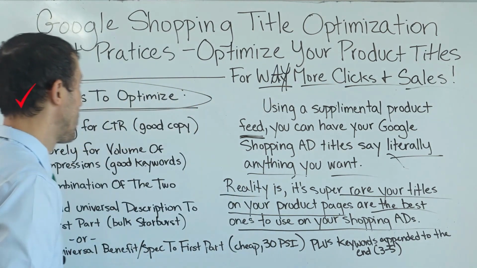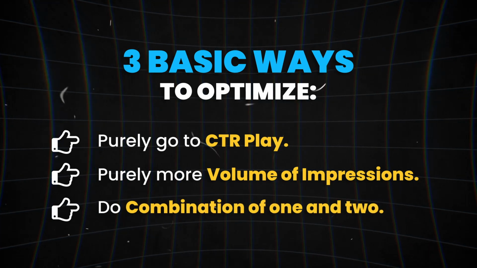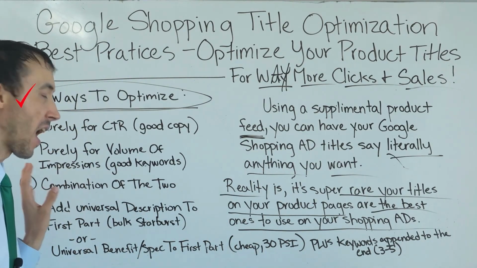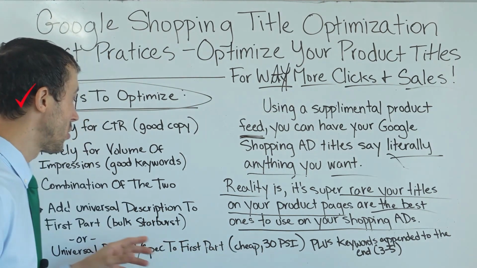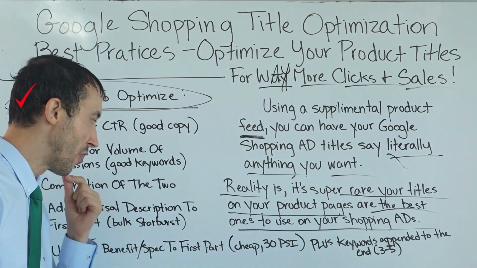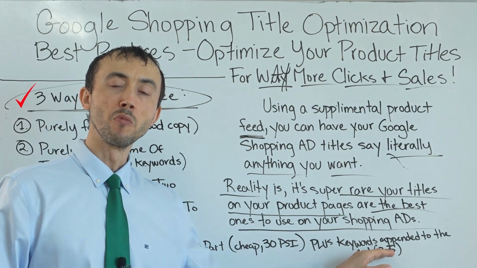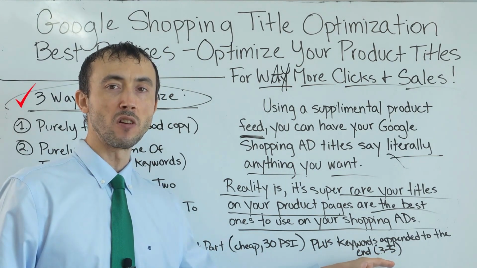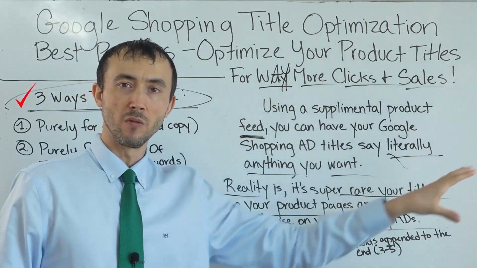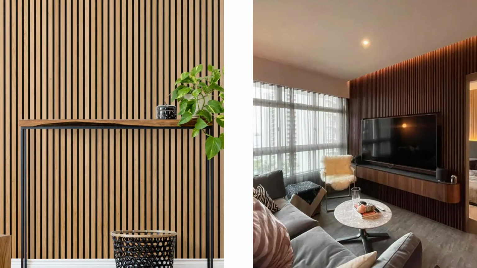The third way to optimize your product titles for more results is to do a combination of 1 and 2. So there's really only 2 ways, but the formula that I found works the best is to optimize that product title for good click-through, and then append to the end of the title some additional keywords, 3 to 5 keywords at the end. With the wallboard, wallboard is like fancy, it's not wallpaper, but a physical material you add to the wall to make it look kind of cool.